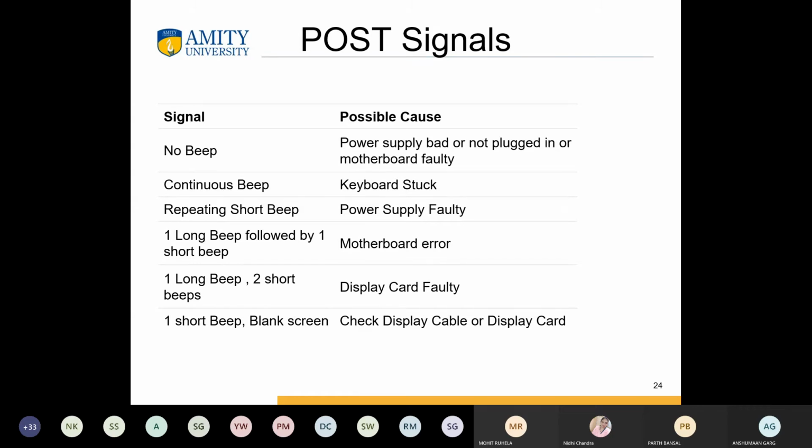Okay? Yes, ma'am. Excuse me, ma'am, are these signals for modern laptops also? Because in my laptop, actually the display cable is not working and the display doesn't work. I am getting it fixed right now, but right now the display doesn't work, and whenever I switch it on, there's no beep or nothing, and I have a blank screen too.